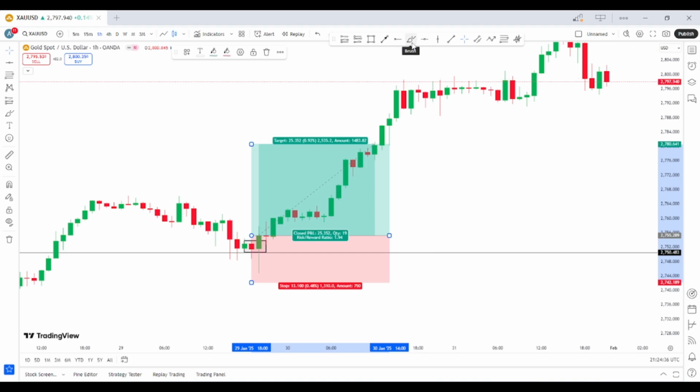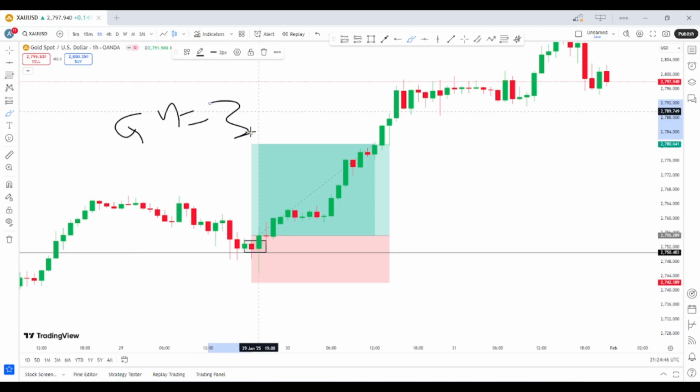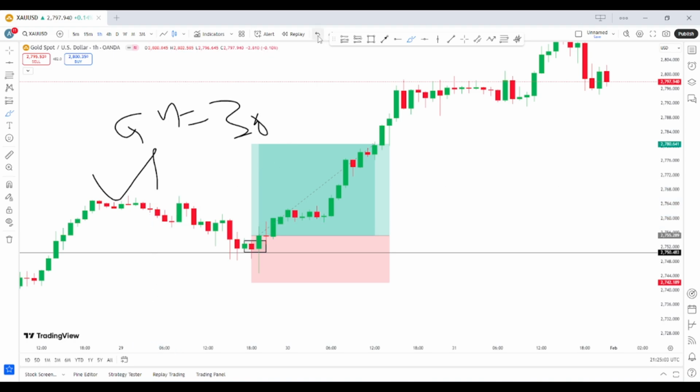Which is wrong, because every currency pair has its own average true range. For example, let's say you are trading GU, and you are using a 30 pip stop loss for GU. Anytime you move to, let's say, USD JPY, you can't be using this 30 pips there, because when it comes to the average true range, USD JPY has a higher average true range than GBP USD. Some currencies have a higher average true range than others.